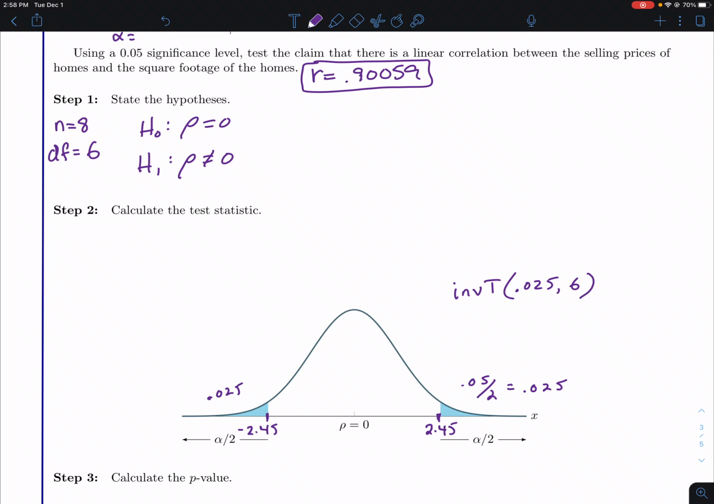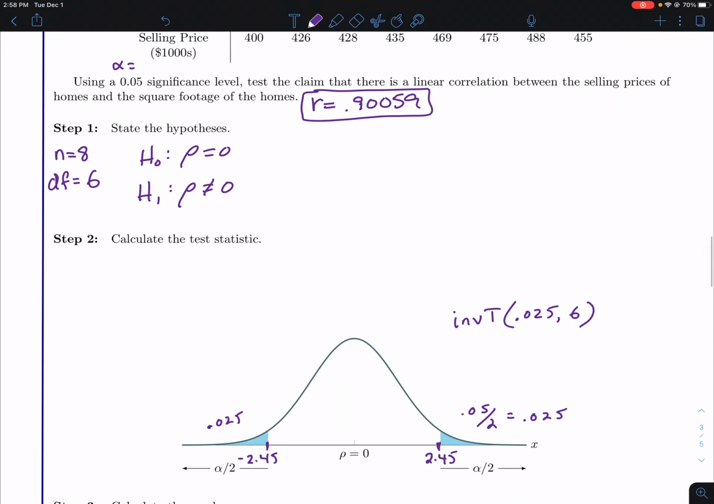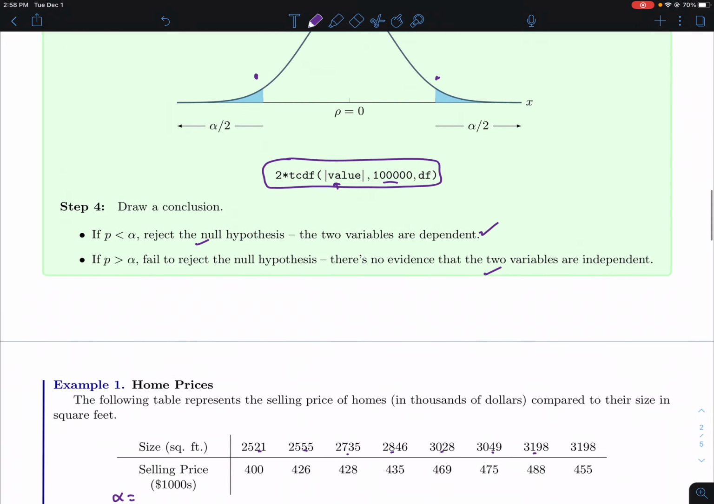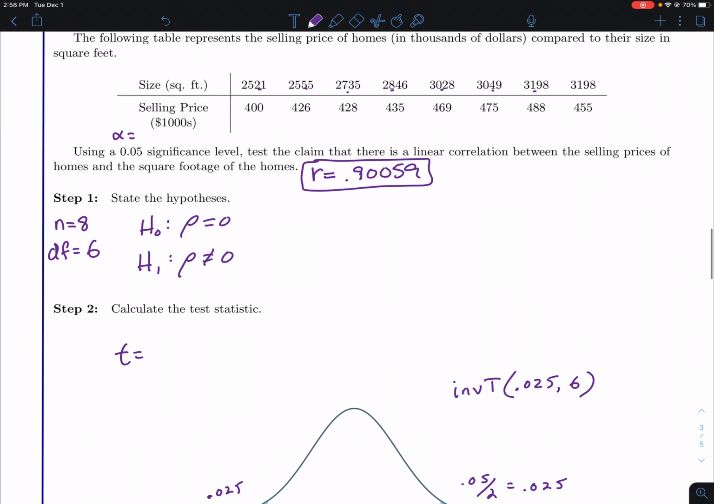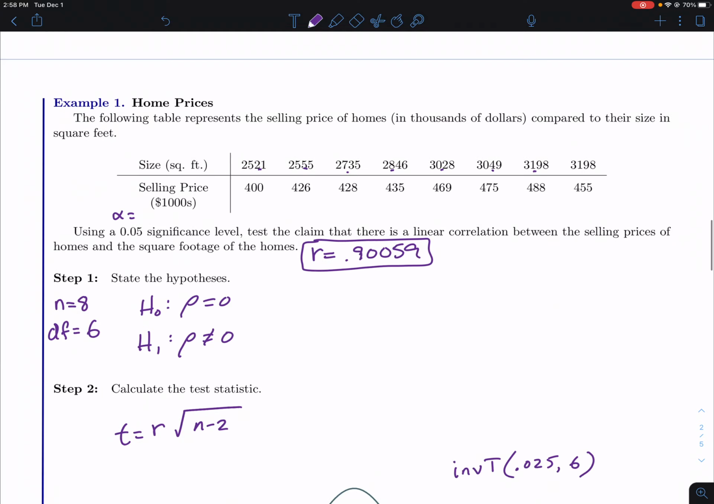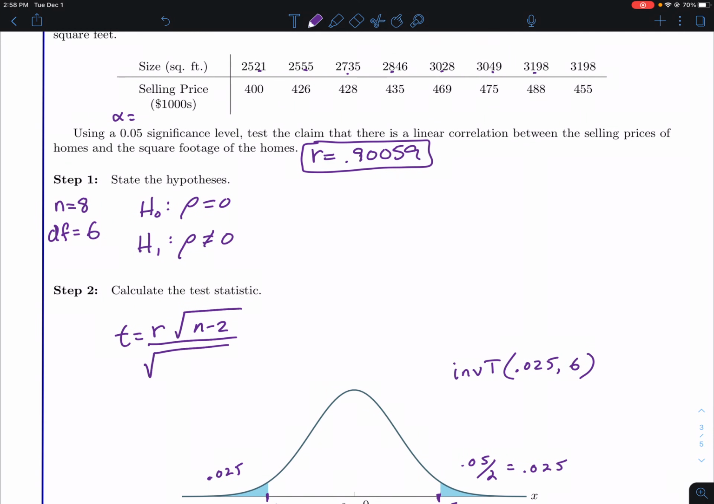Now that we've got that, let's calculate our test statistic so we can compare it to these two values. Again, our t is, in case you forgot, r times the square root of the degrees of freedom, all divided by the square root of 1 minus r squared. So in this case we've got t equals 0.90059 times the square root of 6, all divided by the square root of 1 minus 0.90059 squared.